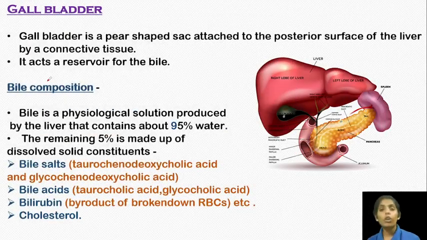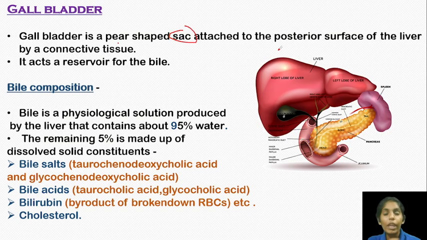Now let us talk about the gallbladder. Now this gallbladder is a pear-shaped sac whose main function is to act as a reservoir or a storage site for the bile juice. So the bile juice is synthesized in the liver and it is stored in the gallbladder. Now this gallbladder is present posterior to the liver. It is attached to the posterior surface of the liver.